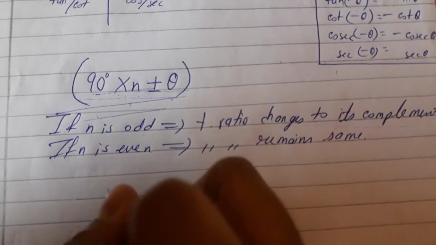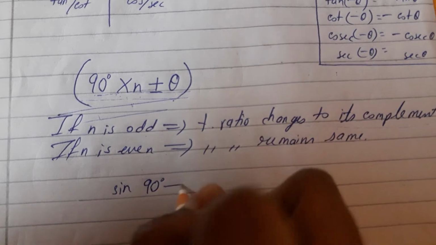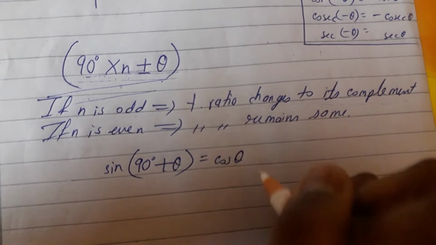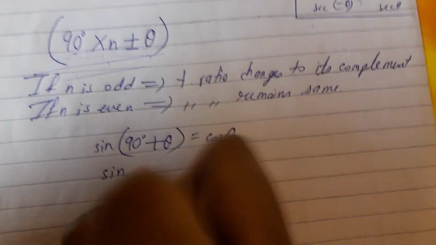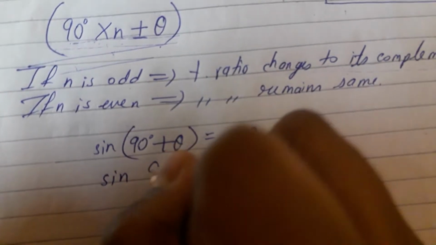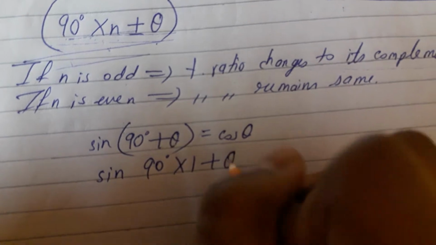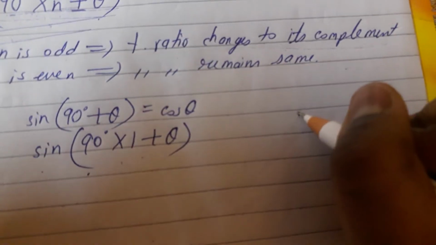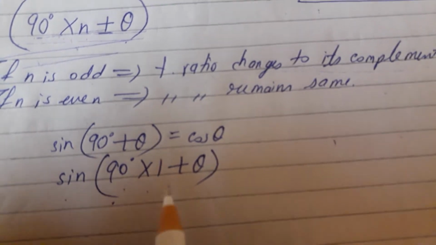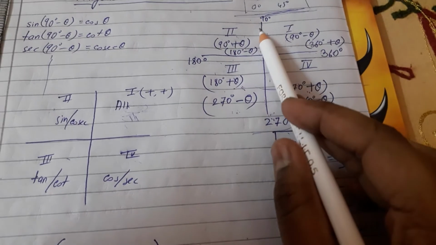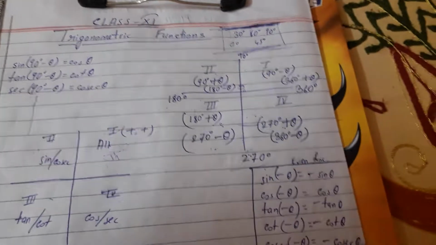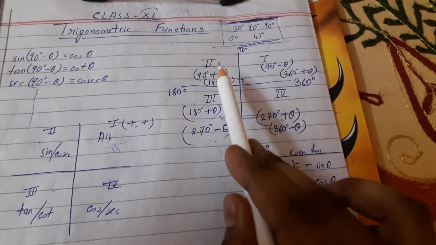Suppose you see it is given sine 90 degree plus theta is equal to cos theta. How? You see, we can write it as sine 90 degree into 1 plus theta. Now see, sine 90 degree into 1 means here, this is the 90 degree and plus theta. It means the angle falls in the second quadrant.